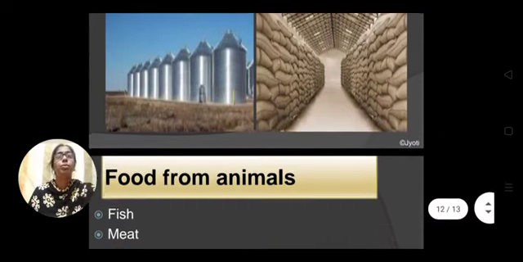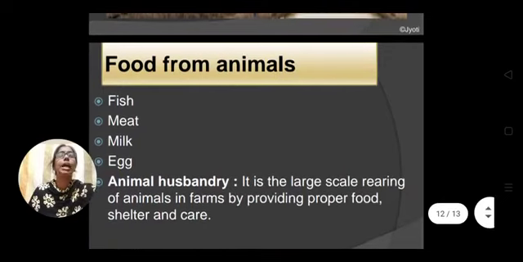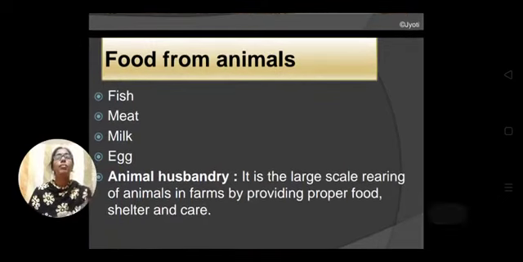Okay, so not only from plants are we getting food. We know that most of us depend upon animals for food. That means we are getting food from animals also. So what are those foods? Fish, meat, milk, egg. We will not study much about this in this chapter, because it is crop production. It is not animal food production. But somehow I am going to give you a little bit of idea about this.